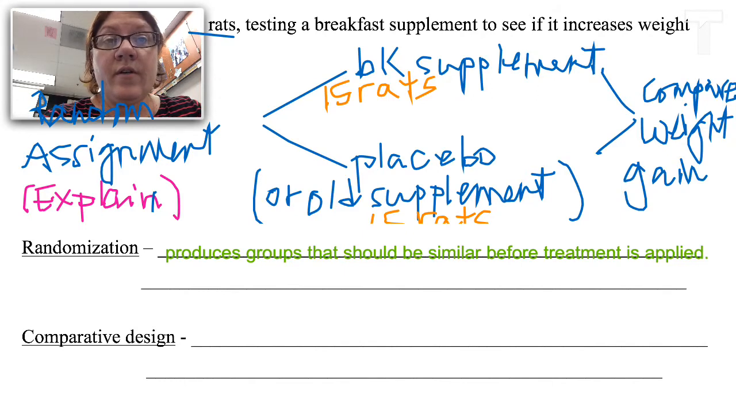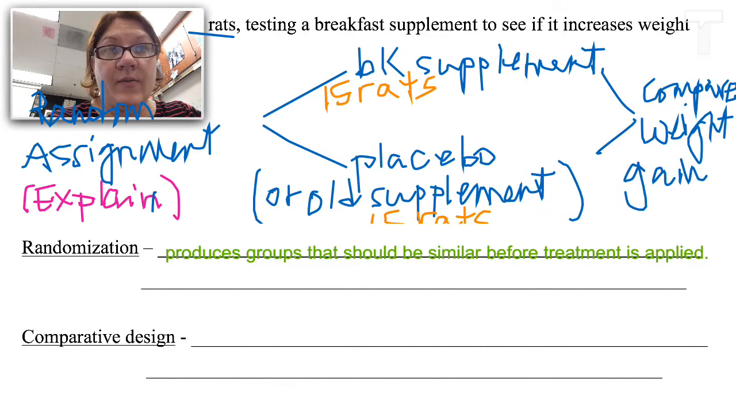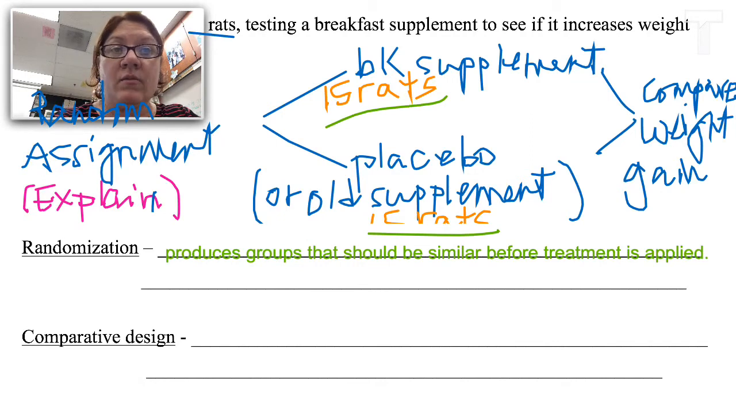So this notion of randomization and why I do it is I would like to make the groups as similar as possible before treatment is applied. So if I randomly assign, it means I'm not creating any bias, so that hopefully I have some of every type of person or subject in each of the two groups. For example, if I were looking back up here, I would have some fat rats, some skinny rats in both groups because I randomly selected that. So it makes those groups similar before I do the treatment.